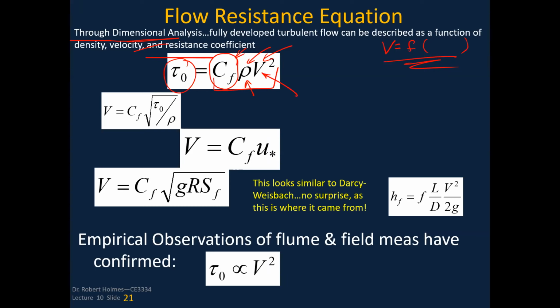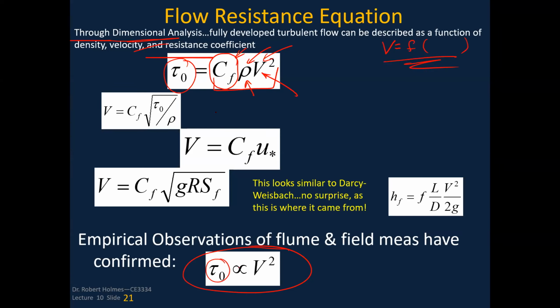And this is something that we'll mention in the next slide, actually it's at the bottom of this one. We actually see this empirically when we look at flume or field measurements. We can calculate the bed shear stress, we can measure the velocity, and we see that they're proportional: the square of the velocity is proportional to the bed shear stress.